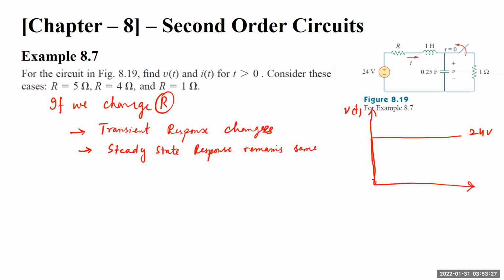So initially for R equals 1, the response would be something like this till it dies down. For R equals 5, the larger value of resistance, it is something like this. This will be for R equals 5, the overdamped response. This one will be for R equals 1 ohm. For R equals 4 ohm, the critically damped response would be something like this. So this response is R equals 4 ohms.